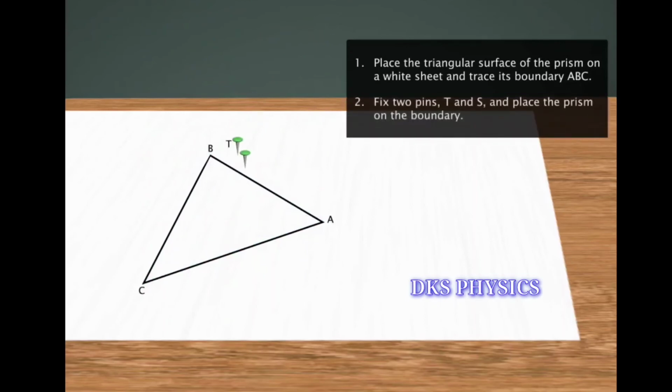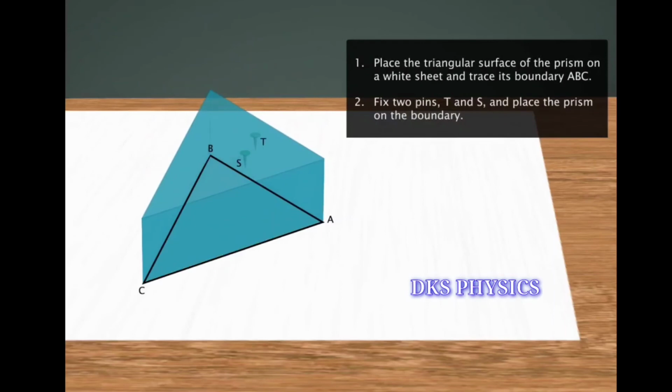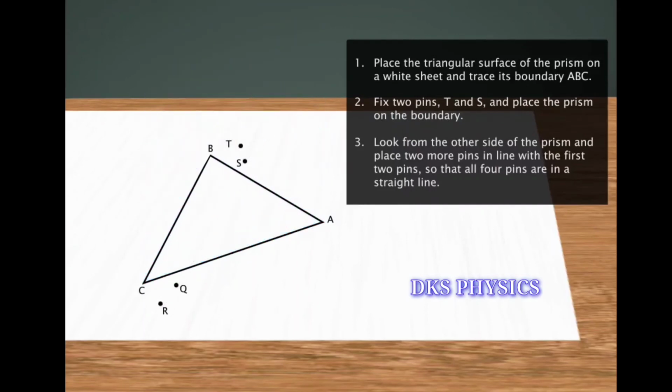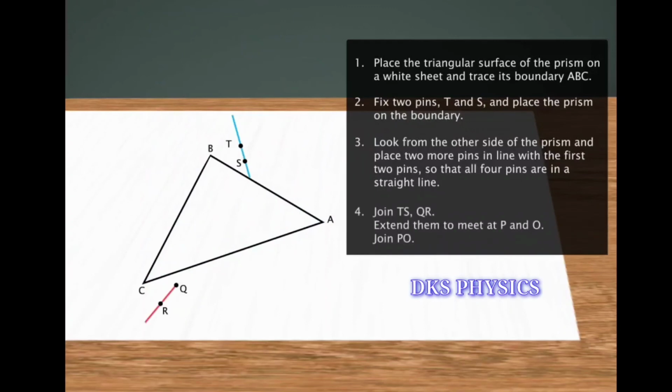Fix 2 pins T and S on one side. Place the prism on the boundary ABC. Look through the other side of the prism and place two pins, Q and R, in such a way that all the four pins are in the same line. Remove the pins. Join TS and QR and extend them to meet the faces of the prism at P and O respectively. Join PO.